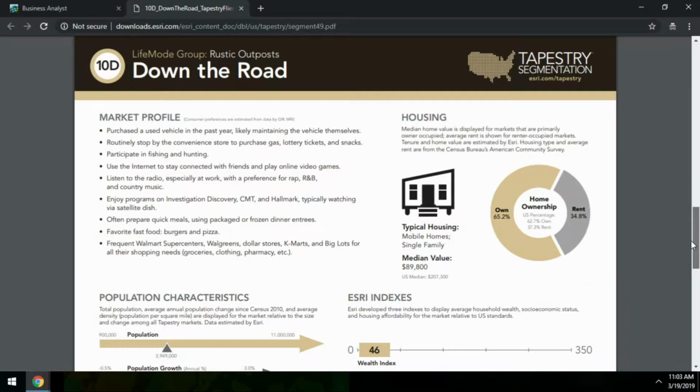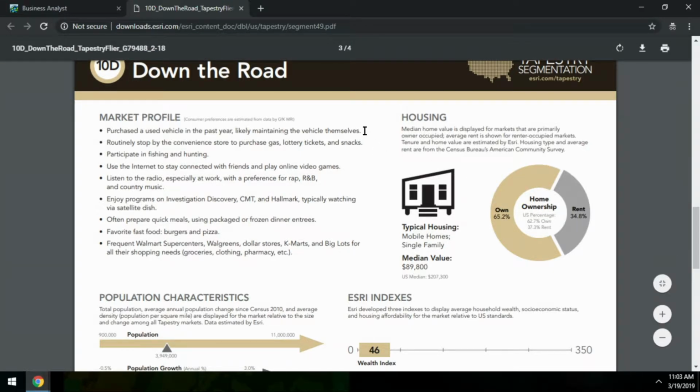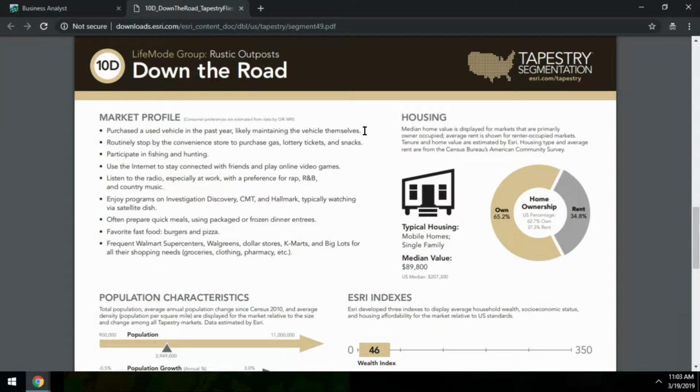But here's where the fun really begins. What do these people spend their money and time doing? All right, well, let's look at this. They've purchased a used vehicle in the past year, likely maintaining the vehicles themselves. They participate in fishing and hunting. They also listen to the radio, especially at work, and they prefer rap, R&B, and country music. They often prepare quick meals using packaged or frozen dinners, and their favorite fast food is burgers and pizza.